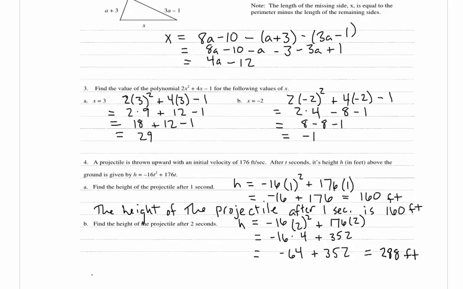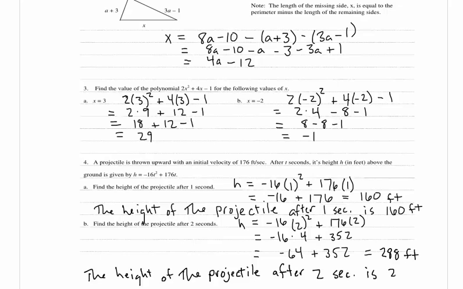So we could say the height of the projectile after 2 seconds is 288 feet.